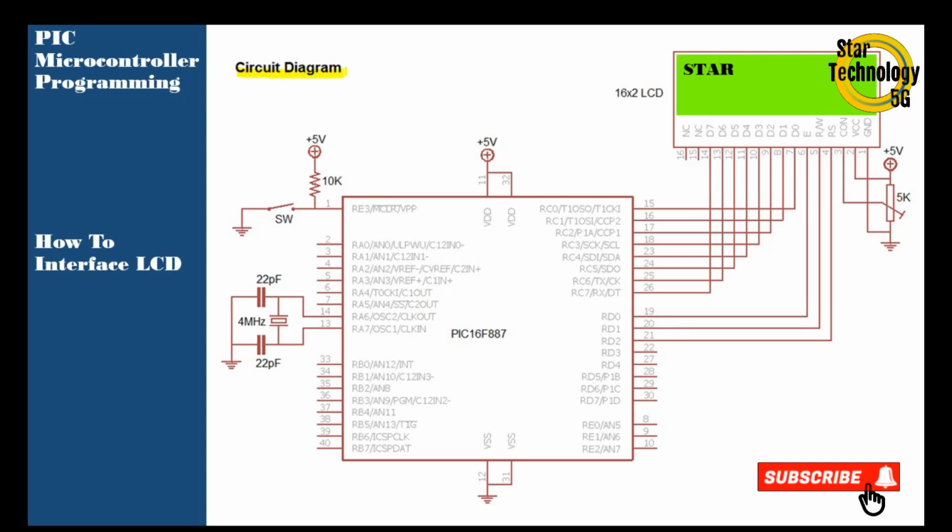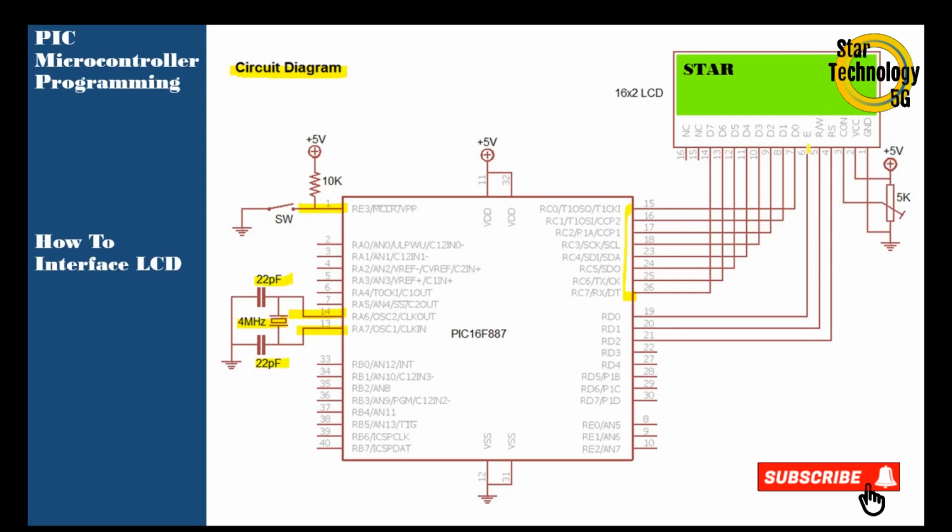Circuit diagram. Here is the circuit diagram we will use in our project. Pins number 14 and 13 are interfaced with a crystal. We are using a 4 MHz crystal and 22 pF capacitors. Pin number 1 is master reset, and you can see here is port C. We are using 8 pins of the LCD.